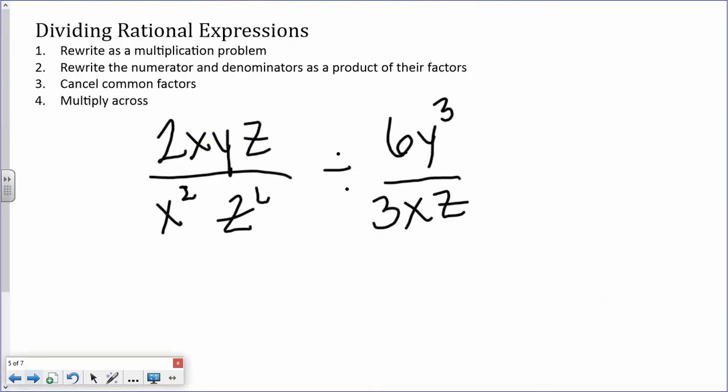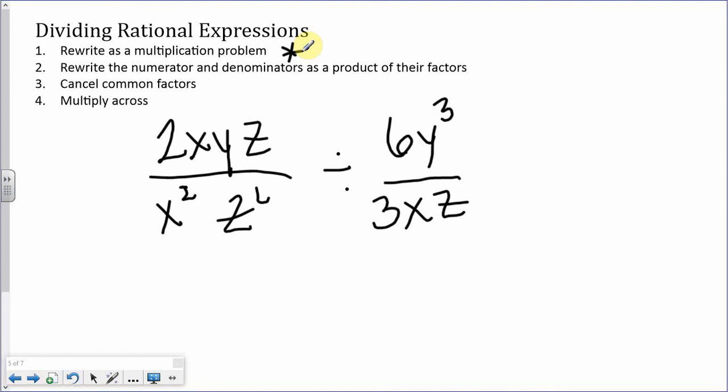We also want to talk about dividing rational expressions. It's pretty similar to multiplying rational expressions, except I have a different first step. The first thing I'm going to do when I'm dividing two rational expressions is to rewrite my division problem as a multiplication problem. Remember that division of fractions is the same as multiplying by the reciprocal.